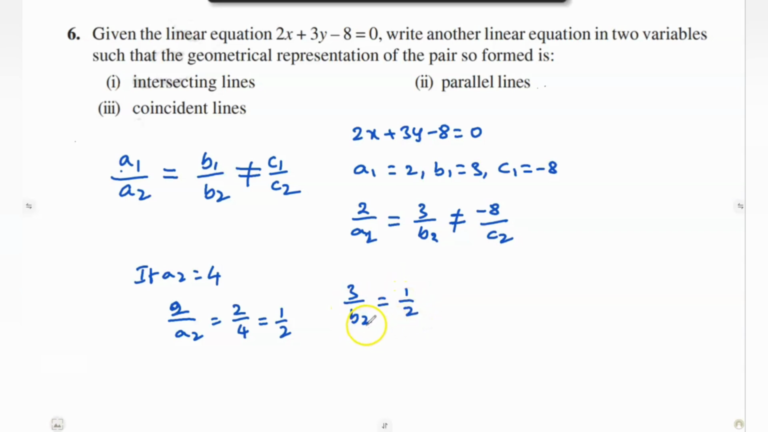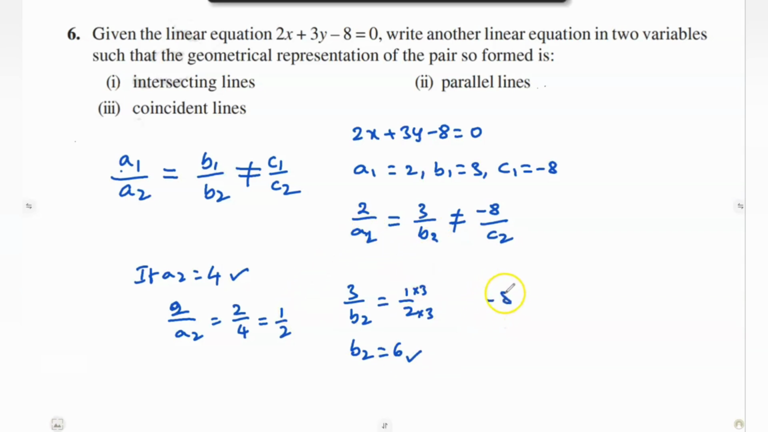So what is the number that b2 gives you, if you put it in b2's place, which gives you 1 by 2? If I want to make the numerator the same, multiplying by 3 into 3, I'll get numerator as 3 and denominator as 6, which is equal to our b2. So if a2 is equal to 4, my b2 should be equal to 6, so that a1 by a2 and b1 by b2 will be equal to half.